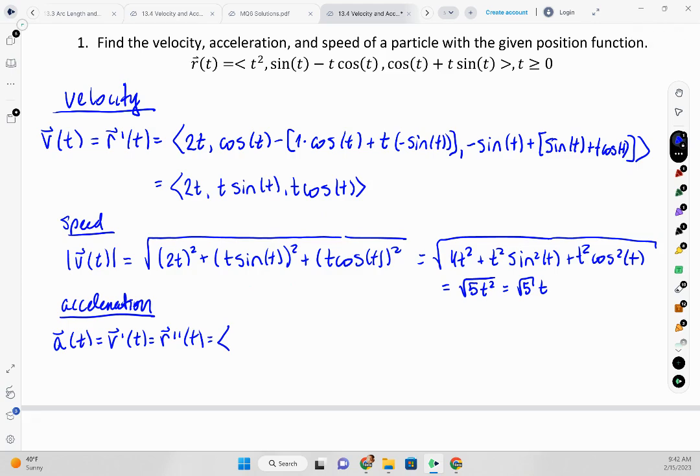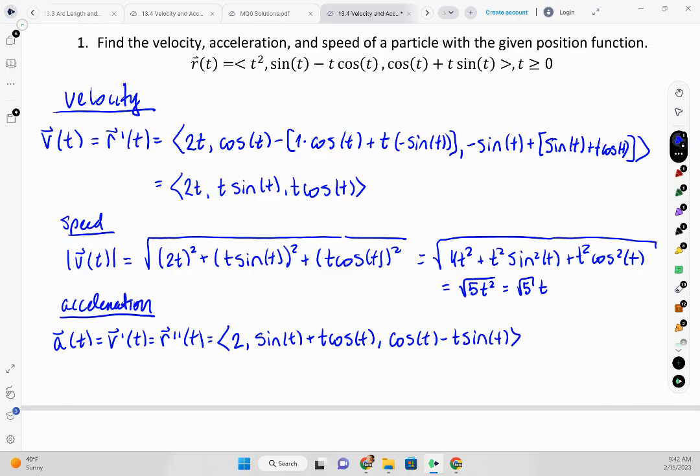The first component was 2t. The derivative there will be 2. The second component was t sine of t. The derivative will be sine of t plus t cosine of t. The third component was t cosine of t, so the derivative will be cosine of t minus t sine of t.